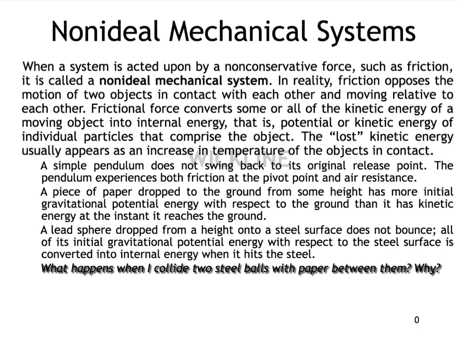Lastly, a lead sphere dropped from a height onto a steel surface would not bounce. All of its gravitational potential energy would be converted to kinetic energy by the time it gets to the bottom. Very little would be lost to air resistance. However, since lead is a really soft material, when it hits that steel at the bottom, it's going to absorb the energy as internal energy. So it'll basically just absorb all of this heat as it strikes the steel at the bottom.